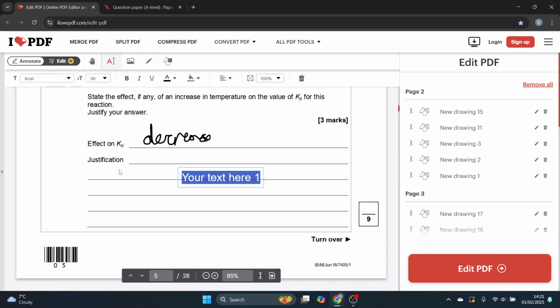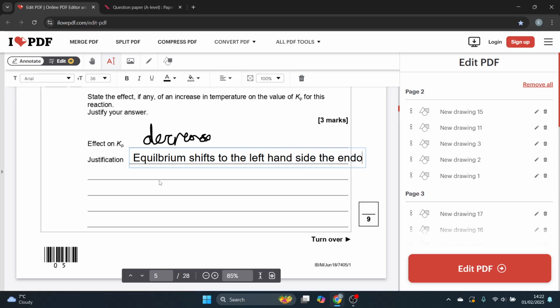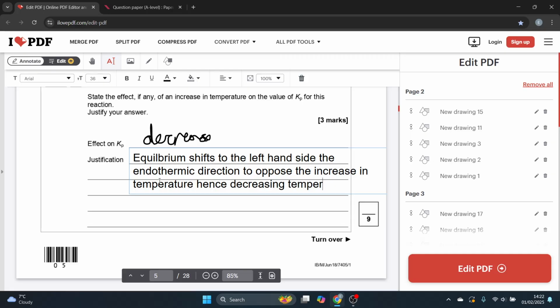Reason being, well, this bit you need to be very specific because it's going to be 2 marks. Equilibrium shifts to the left hand side, the endothermic direction, to oppose the increase in temperature, hence decreasing the temperature.